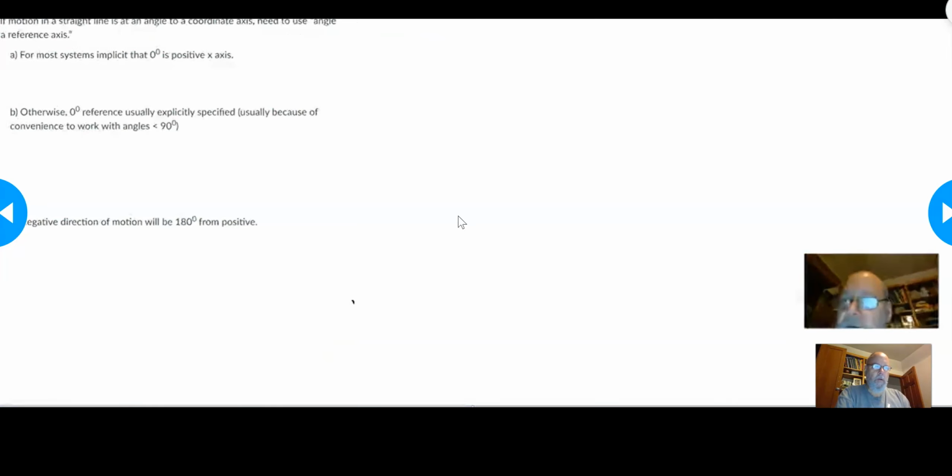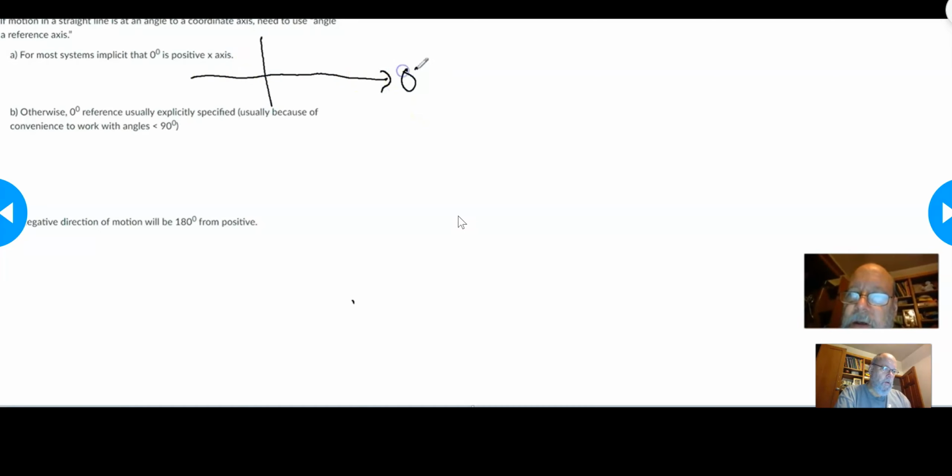Okay, if motion in a straight line is at an angle to a coordinate axis, we're going to need to use an angle for reference axis. And for most systems, it's implied that 0 degrees is going to be on the x-axis. So that's for most systems. Otherwise, the 0-degree reference will usually be explicitly stated because of the convenience of working with angles of less than 90 degrees.